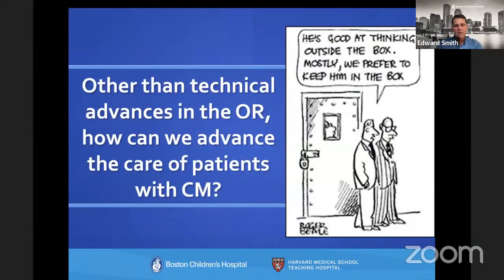Now, I've talked a lot about the clinical side of things, why these are problems, who you operate on, how they help with seizures, the natural history. But other than these technical advances in the operating room, I think it's very important to understand as neurosurgeons how else we can advance the care of patients with cavernous malformations. This is a little picture of me in my lab. I'm good at thinking outside of the box, but they like to keep me in the box.